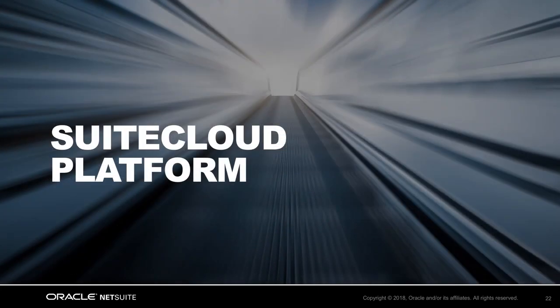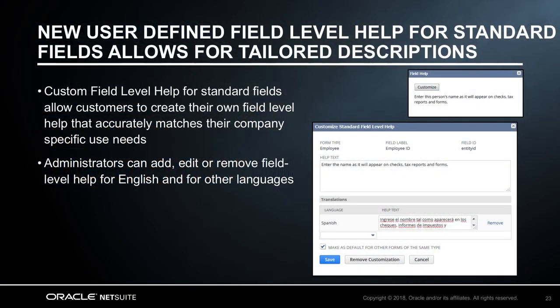Let's wrap up with platform highlights. Your company administrator now has the ability to easily define and create custom field-level help within NetSuite for standard fields. Field-level help appears when you click on the field label. This can be used to tailor the help fields to your company's domain and business purposes. You can add the description for English as well as other languages supported by the user interface.